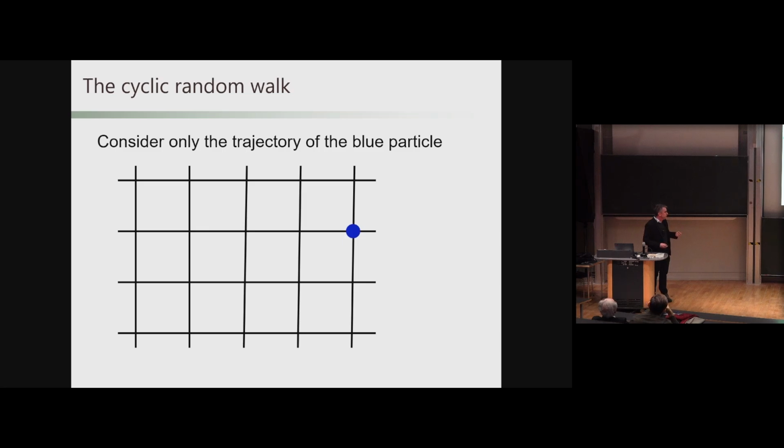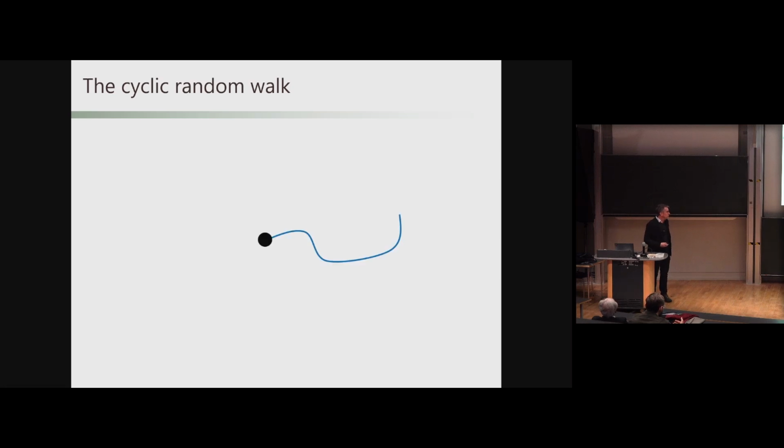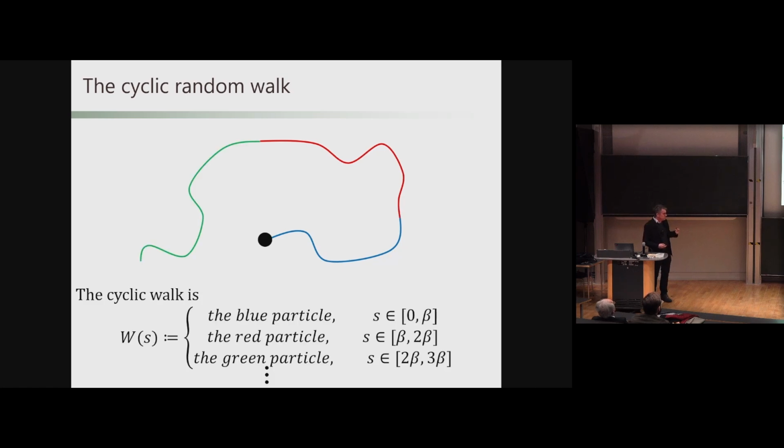And then at time beta, maybe it lands somewhere else, and then maybe that's where the red particle started. So then we'll follow this red particle for time beta, and then it ends somewhere else, and that was where, say, the green particle started, and then we'll continue following that one on. So we'll get a sort of concatenation of these paths of beta units of time.